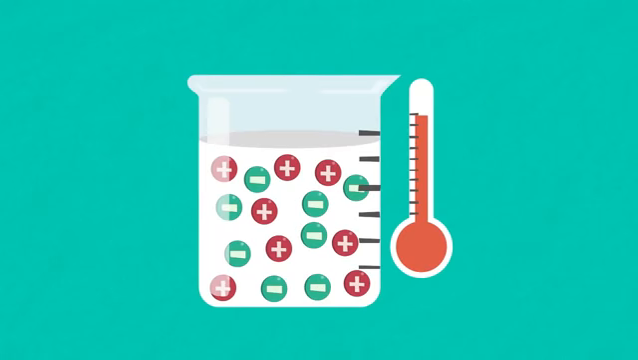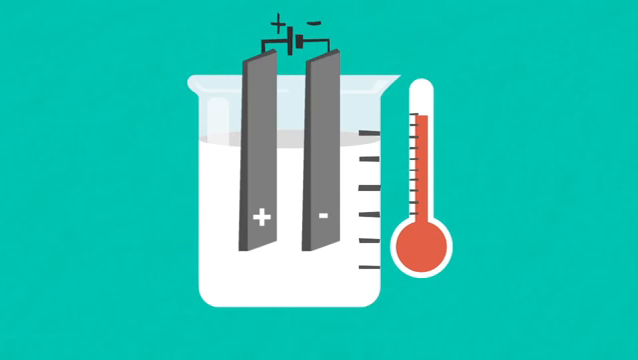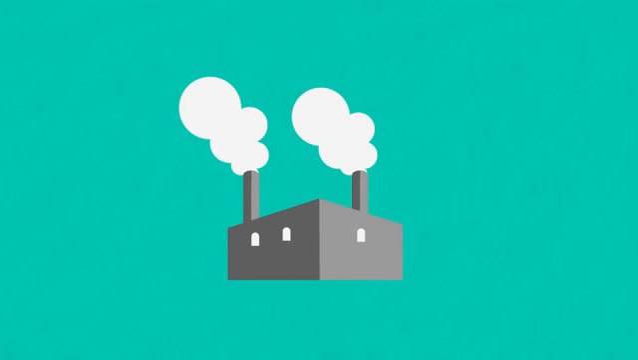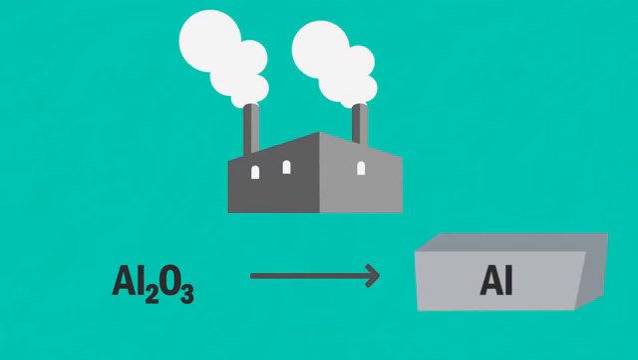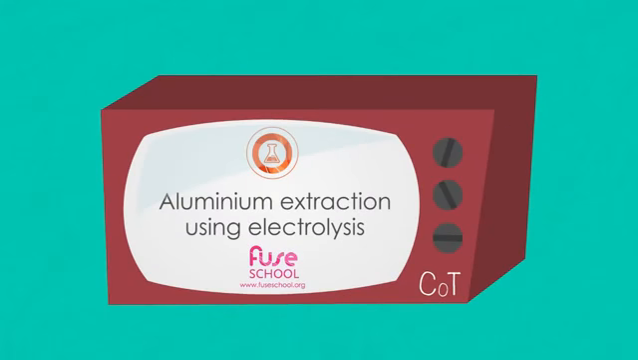So remember, electrolysis will cause any molten ionic compound to decompose into its elements. And the process is actually quite useful and is used a lot in industrial processes. One such example is the industrial extraction of aluminium from aluminium oxide, and it's explained in more detail in our lesson Aluminium Extraction Using Electrolysis.